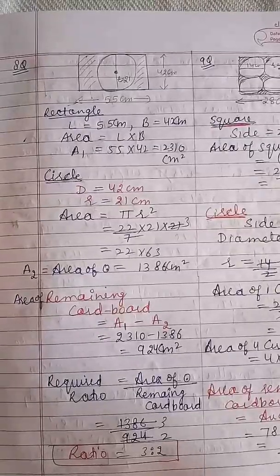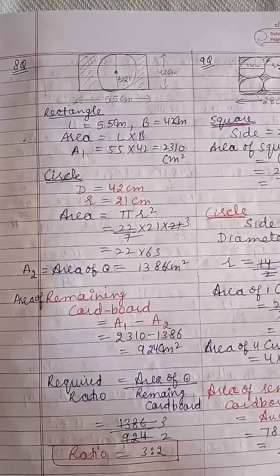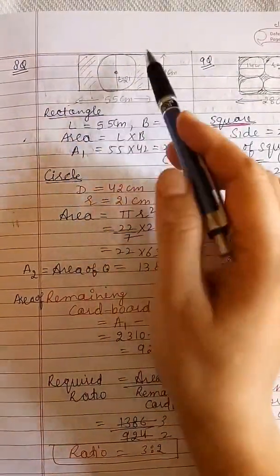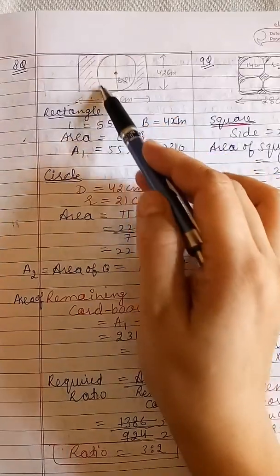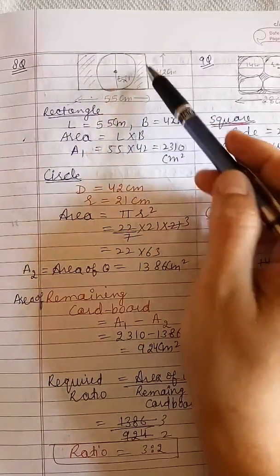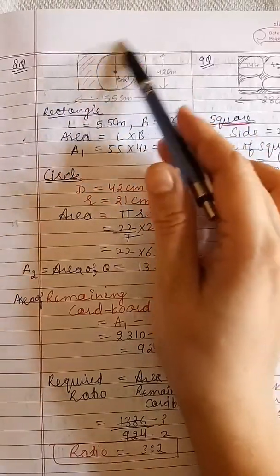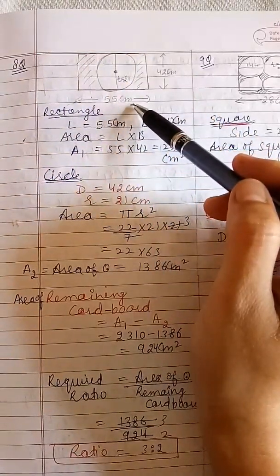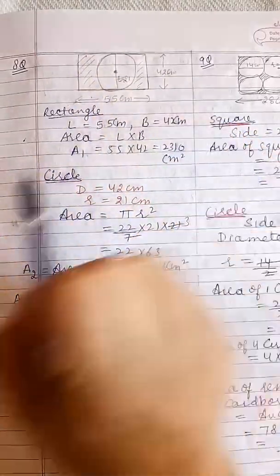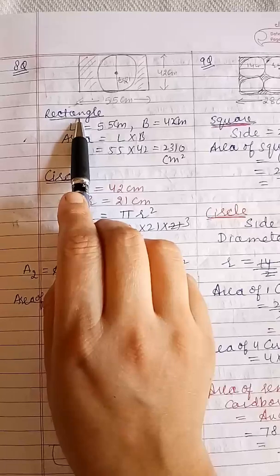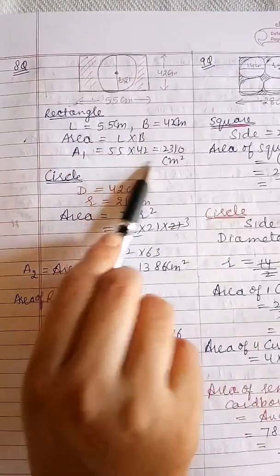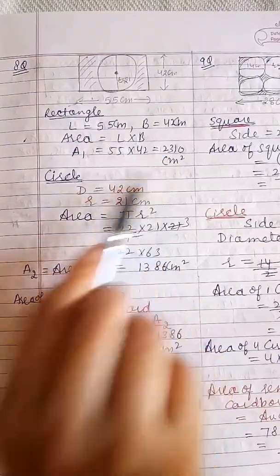Come to the eighth question. A circle of the largest area is cut from a rectangular piece of cardboard. This is a rectangular piece of cardboard, and from here you have to cut a circle of the largest area. So the breadth will become the diameter. If you take the length as diameter, the circle will go outside the rectangular board. So we take the breadth as diameter and cut the largest piece. The rectangle length is 55, breadth is 42. We can calculate its area, so it is 2310 centimeter square.